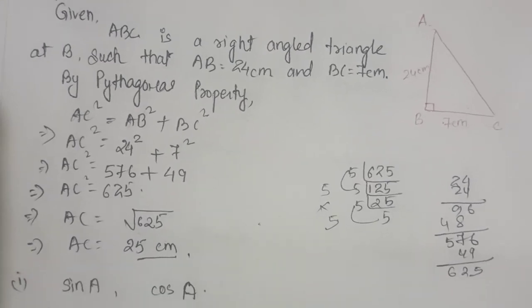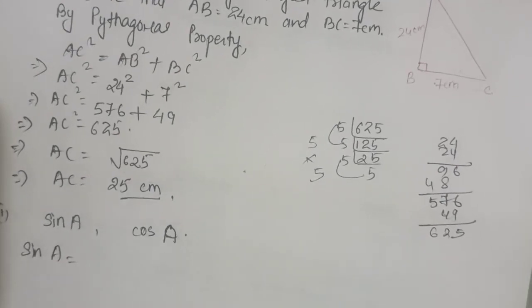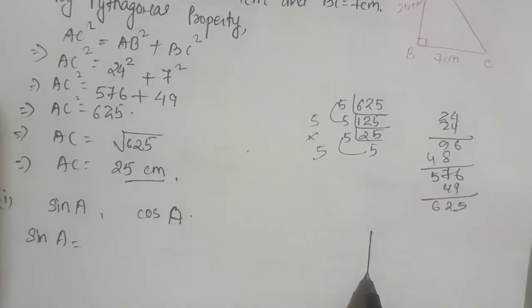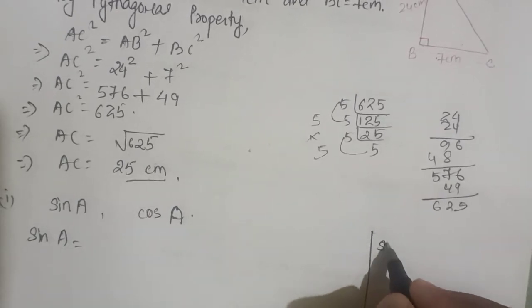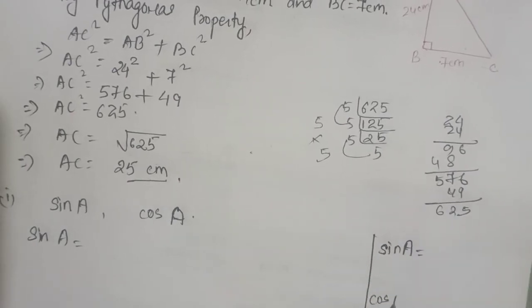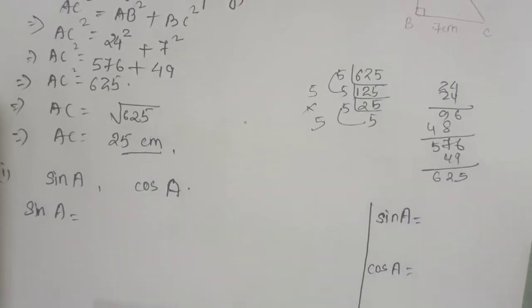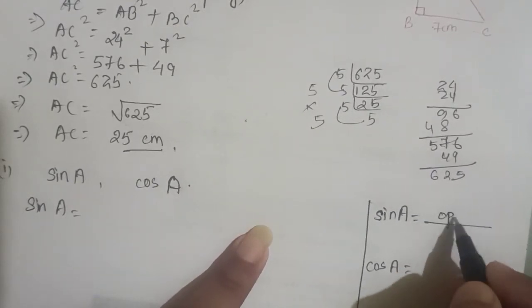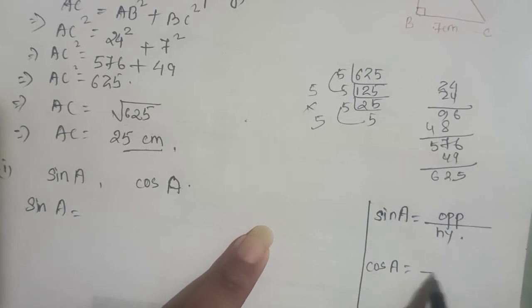Now we have to go to the ratios, which means trigonometric ratios. So what ratios do we need here? Sin A and cos A. So let me say the formula for sin and cos here. I'm writing it here. You can check my previous videos, where I have already explained the trigonometric ratios. You can go and check there. So the formula for sin is opposite by hypotenuse and cos is adjacent by hypotenuse.